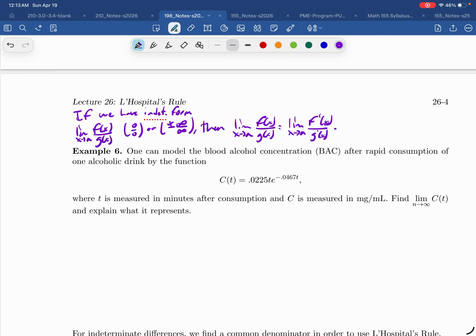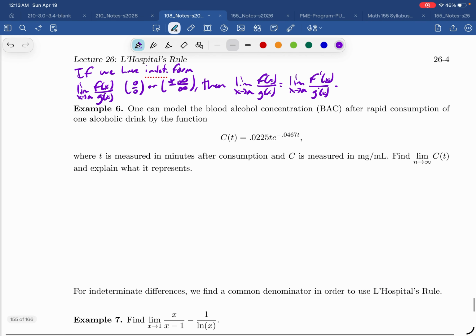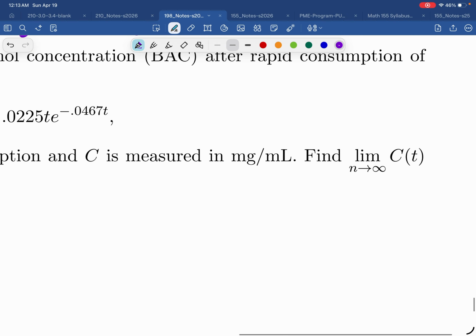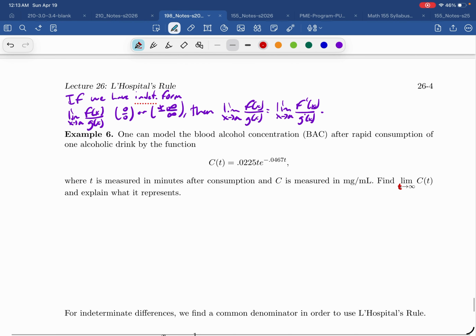Okay? So anyway, let's look at example 6. Let's model BAC by this function. So let's take a look. Find the limit as, sorry, that should be a t, t approaches infinity, and explain what it represents, like what's going on here. All right. So the limit as t approaches infinity of C of t equals the limit as t approaches infinity of this guy.